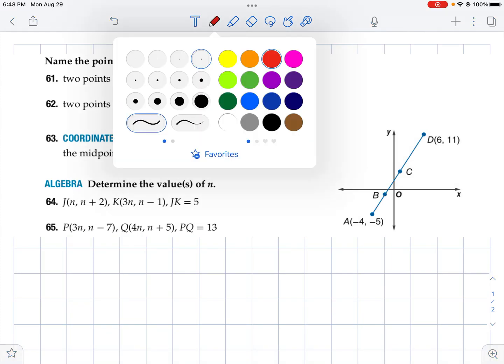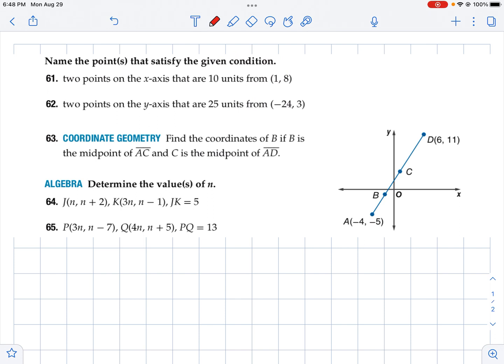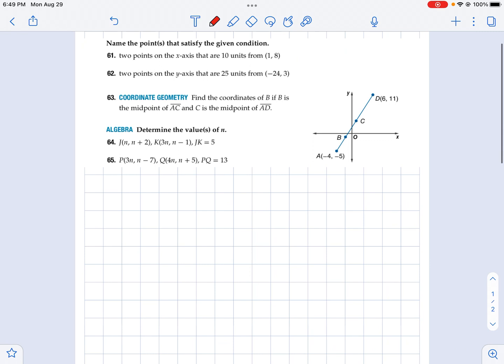On this video, we'll talk about how to find 2 points that are a specific distance from a given coordinate. So here we're given 2 points on the x-axis that are 10 units from (1, 8). So let's zoom out and make our origin. I'm going to make my point (1, 8): 1, 2, 3, 4, 5, 6, 7, 8. Now I want 2 points on the x-axis that are 10 units away from (1, 8).